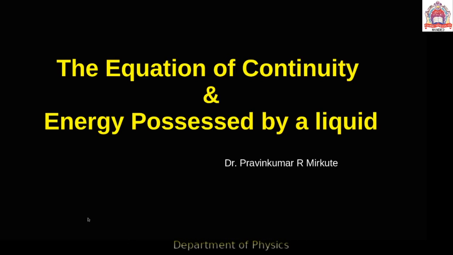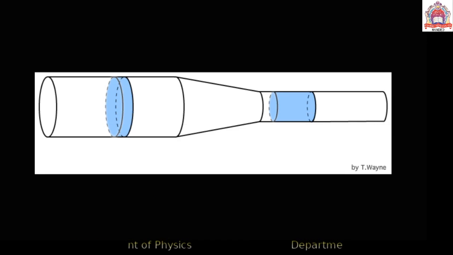Today we are discussing the equation of continuity and energy possessed by a liquid. Consider a horizontal pipe with different shapes. A liquid is flowing through the pipe. The flow of liquid is assumed to be streamline.